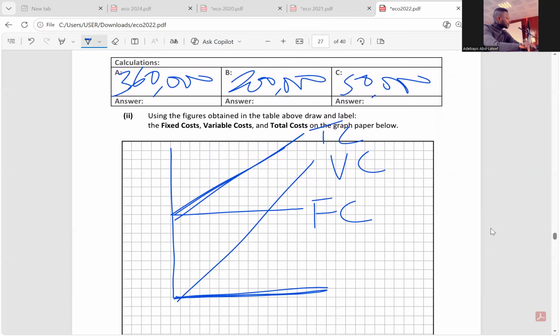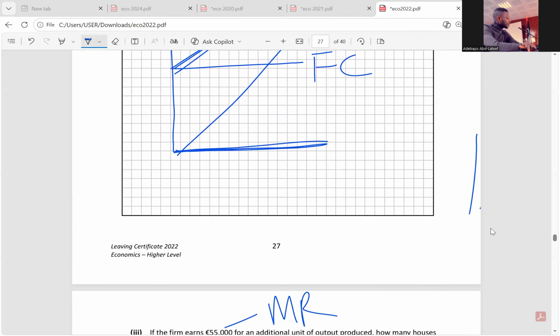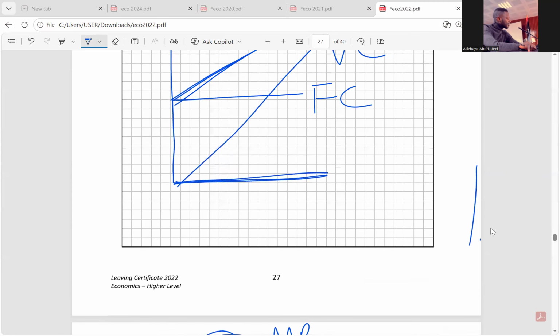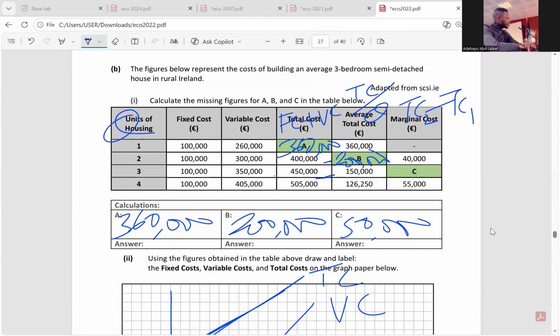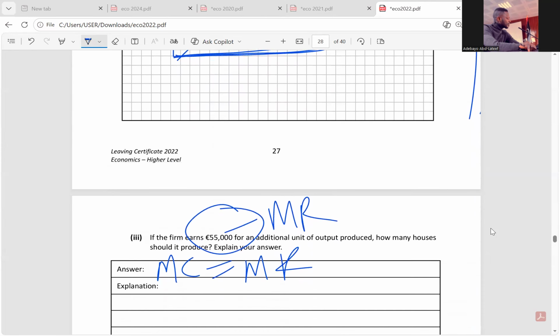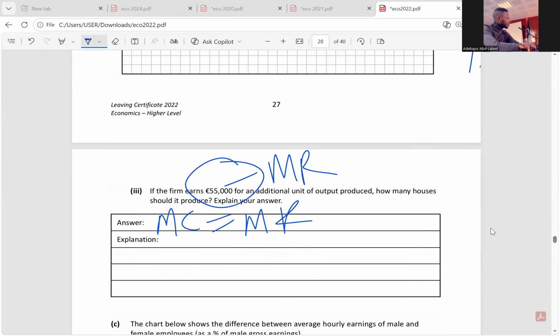And profit maximization is where MC equals MR. So where MC equals MR is 55,000. Marginal revenue here is 55,000, so we have to find where the marginal cost is 55,000. The marginal cost is 55,000 at 4 units. So where MC equals MR is at 4 units. So the firm should produce 4.